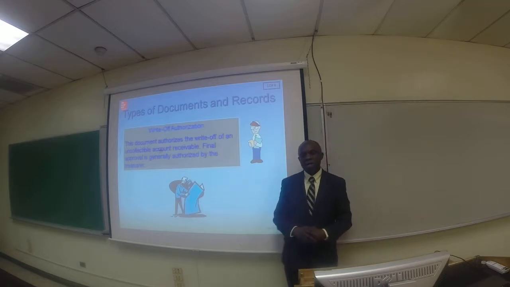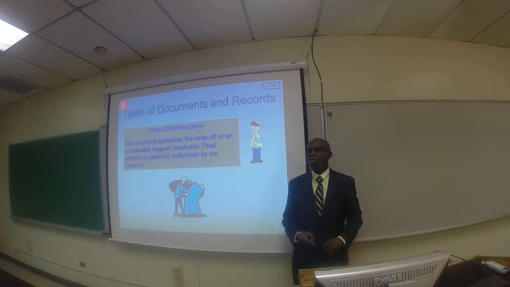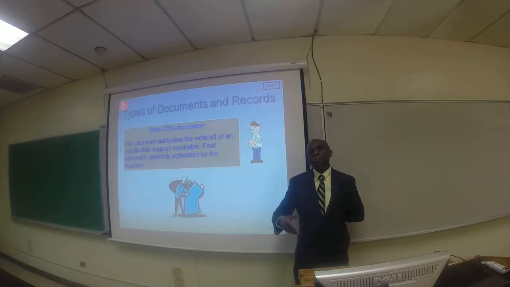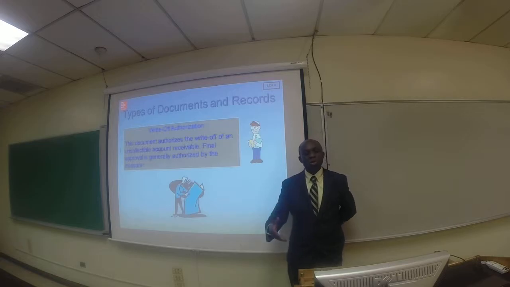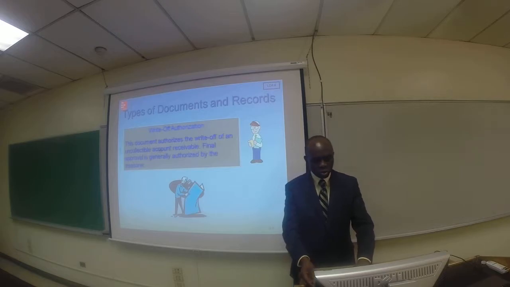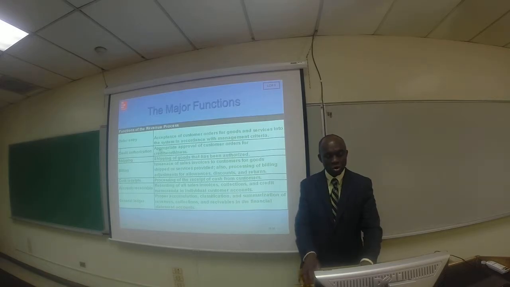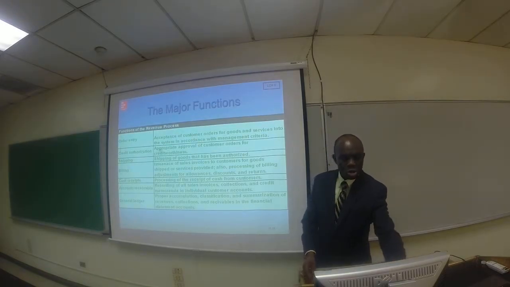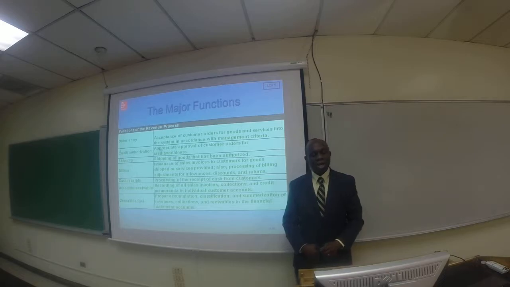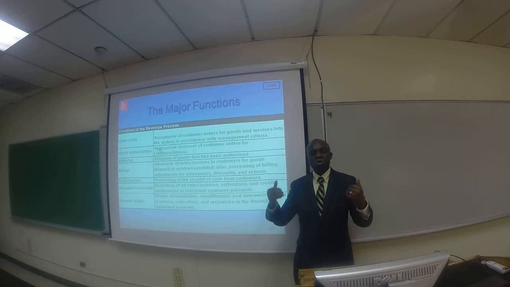Write-off authorization. We cannot just write off a customer's account, a customer that has not paid, without an appropriate officer doing so. So as part of our segregation of duties, we want to make sure that the due process is being followed before a customer's account is written off, or we have proper authorization to write off a customer's account. So here are the main functions of a typical revenue process.